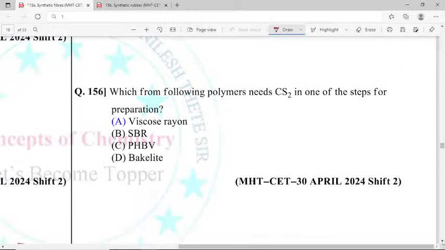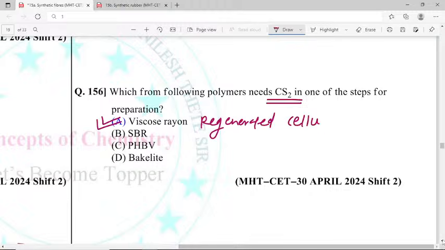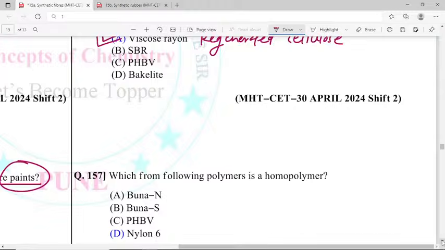Which of the following polymers needs CS2? Viscose rayon, regenerated cellulose. Regenerated cellulose is the answer, viscose rayon. Semi-synthetic polymer.